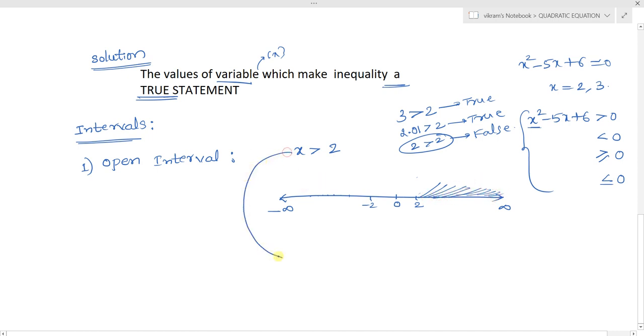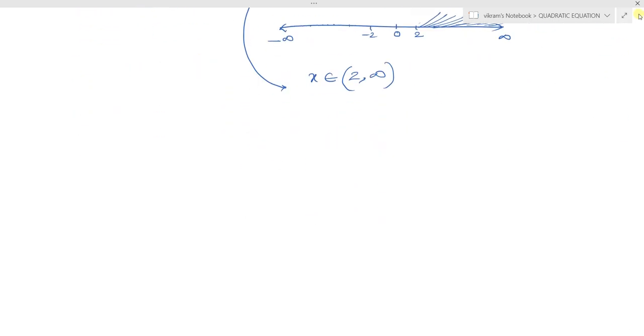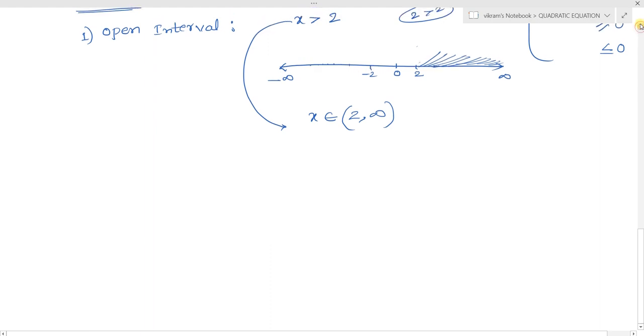Now the solution for this can be expressed as x belongs to (2, infinity), 2 comma infinity. But here the 2 is not included, so we need to use open brackets. Open brackets are used to represent the open interval. And in graphical representation, these open brackets are represented with a small circle. This small circle represents that we need to use the open brackets to represent that number.